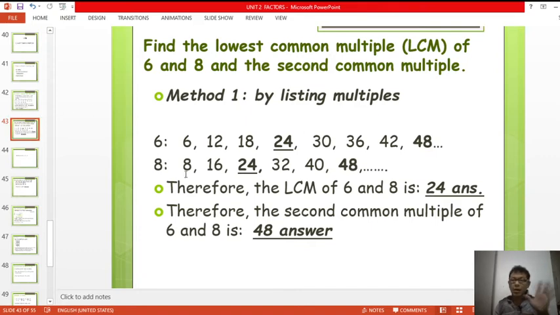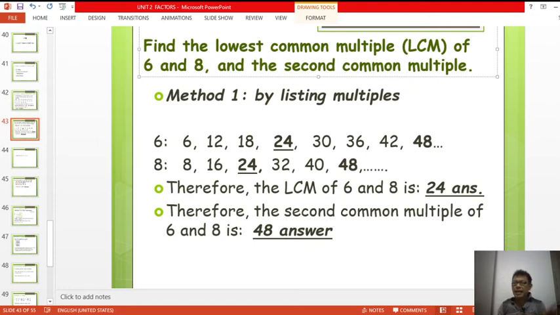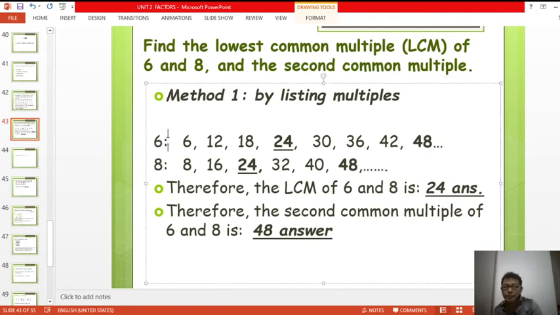Okay, so again, we are still using listing. Find the lowest common multiple of 6 and 8, and the second common multiple. Again, you'll be using the listing method. So you write 6 here.